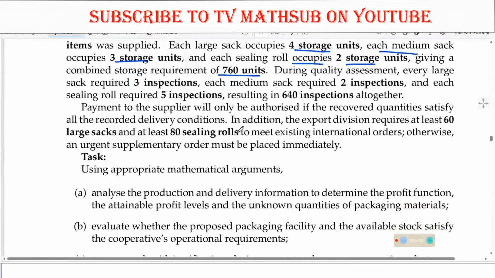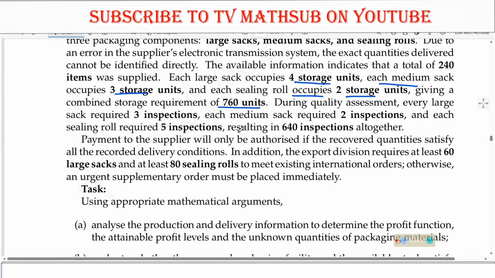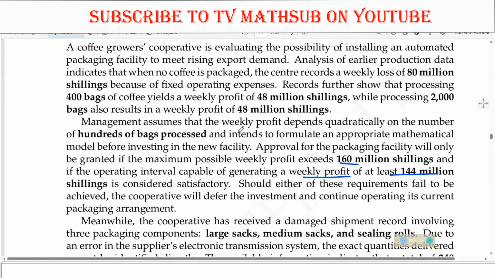We shall begin by looking at the first part. We need to analyze the production and delivery information to determine the profit function, the attainable profit levels, and the unknown quantities of packaging materials. We shall do that by looking at this information. So this is the information that will help us in getting that.